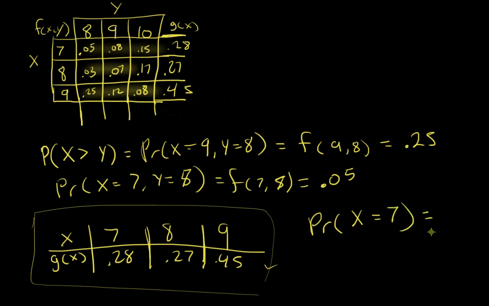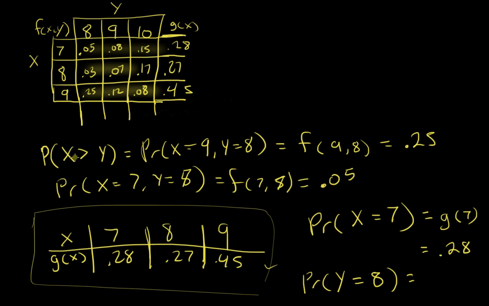What is that? Well, that is the marginal at 7, right? So this is 0.28. Now, what about the probability that y equals 8? Even though I didn't actually calculate the marginal for y, now that I have to find a probability involving only y, I need to now find the marginal of y, right?